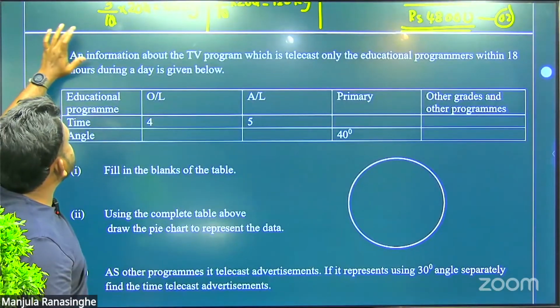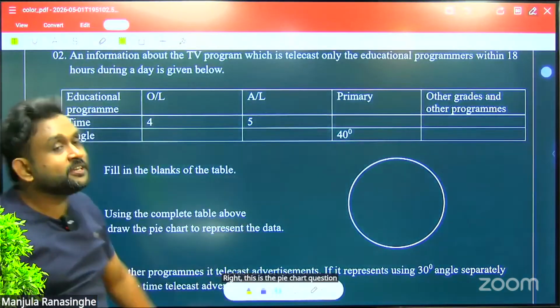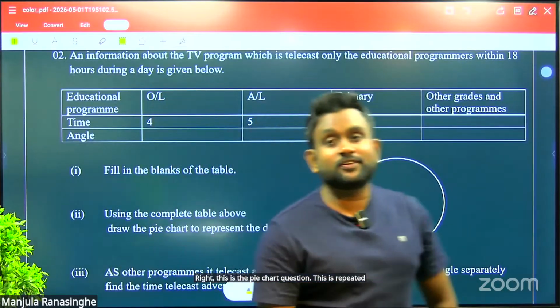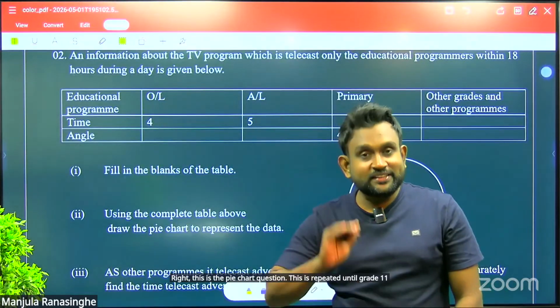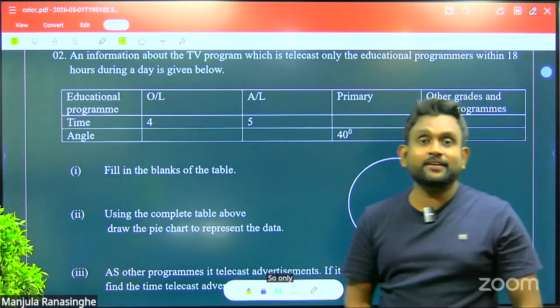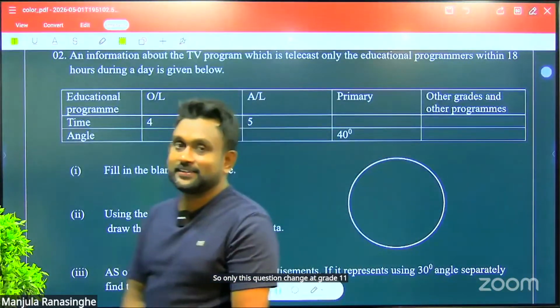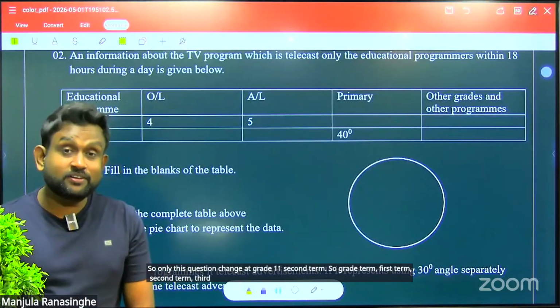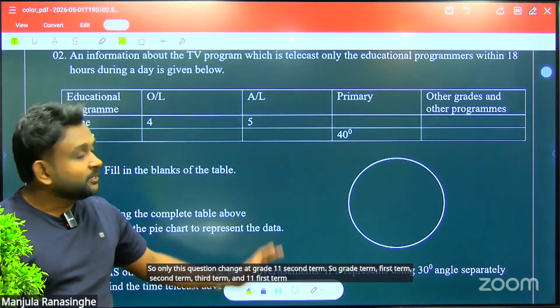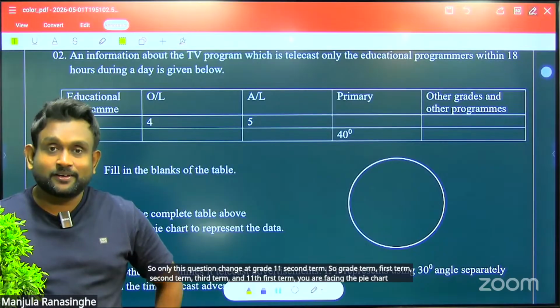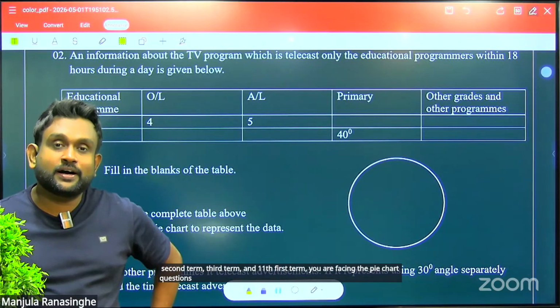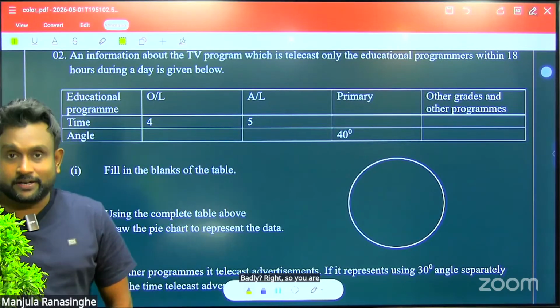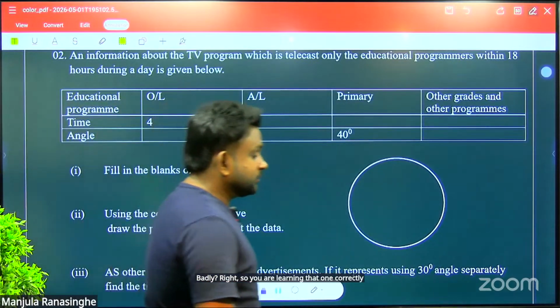Right, this is the pie chart question. This is repeated until grade 11 second term. Only this question changes at grade 11 second term. So in the first term, second term, third term, and grade 11 first term you are facing the pie chart questions, right? So you are learning that one correctly, right? Okay.